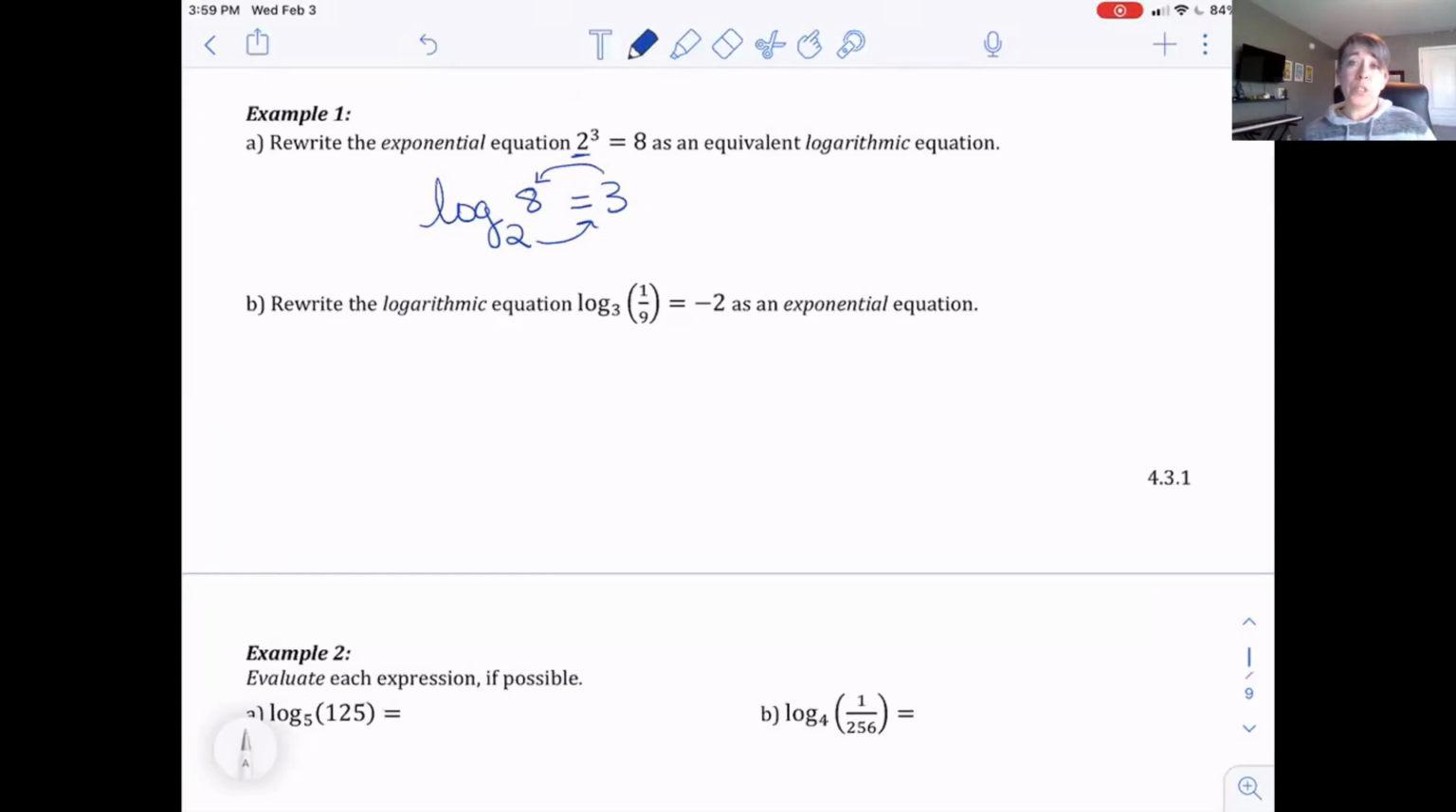So in part B, we want to rewrite the logarithmic equation log base 3 of 1/9 equals -2. Base 3 is going to be the base of our exponent. So we have 3 to the power of -2 equals our argument, which is 1/9. And that's a true statement. Remember, negative exponents means reciprocal. And if we square 3, we get 9.